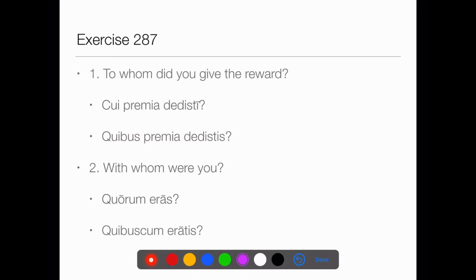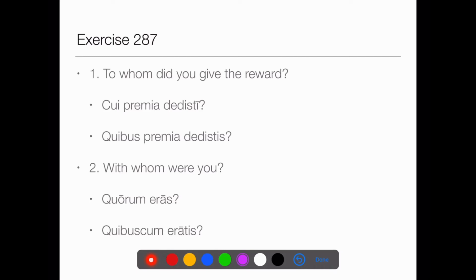So let's look at some practice using the chart 140 in order to give some questions. In exercise 287, the instructions say that if it's possible to translate the sentence in either singular or plural, you should translate it both ways. And then many of the sentences have the word you in them, which we can of course say in the singular or the plural. So most of these are expected to be done both ways.